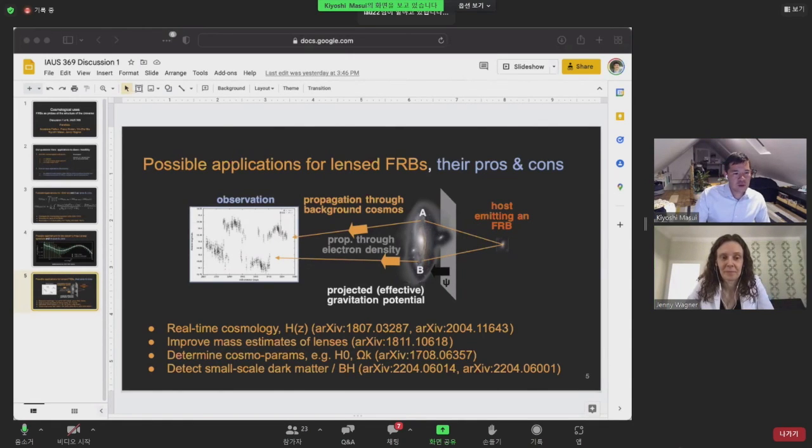We had one question online, which was, what kind of follow-up strategy would you recommend for catching strongly lensed FRBs, specifically for galaxy lenses?